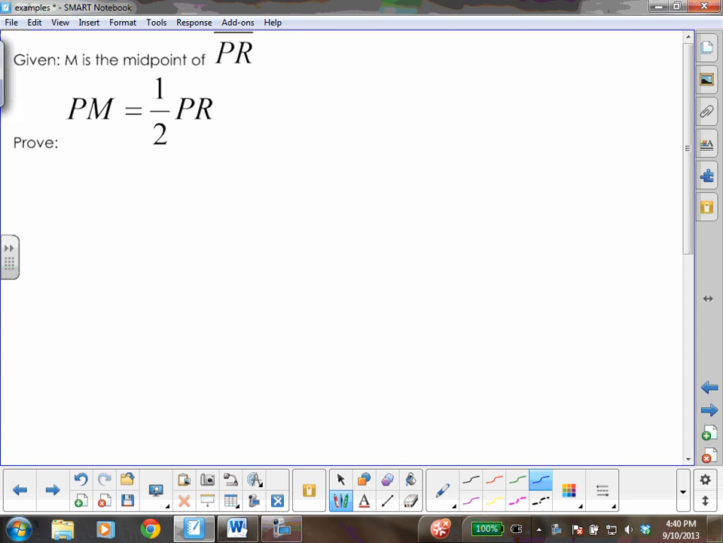Given that M is the midpoint of PR, prove that PM is equal to 1/2 of PR. I'm going to draw a little picture here. I have PR and M is the midpoint. I know that since M is the midpoint, PM has to be congruent to MR. Because I know that the measurement of PM would then have to be half of PR.